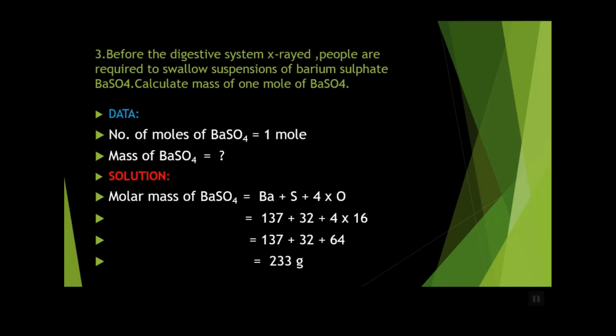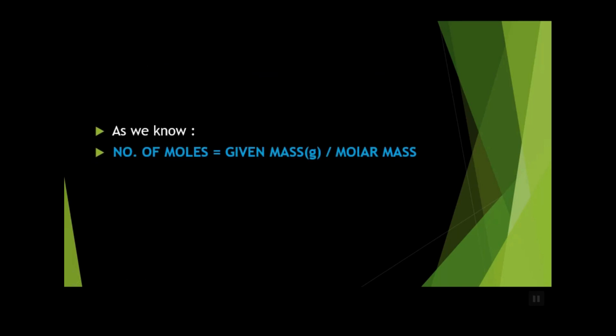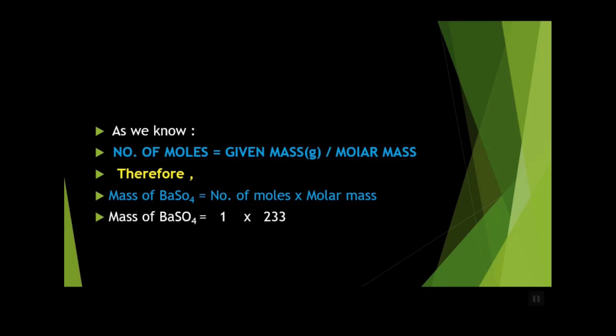But you know students, in molar mass we take the substance as 1 mole. So is it necessary to apply the formula? There is no need to apply a formula. If you apply a formula, the answer would be the same. Let's see. As we know, number of moles is equal to given mass in gram divided by molar mass. Therefore, mass of barium sulfate is equal to number of moles into molar mass. Number of moles is 1, multiplied by 233, that is the molar mass of barium sulfate. So the answer remains the same, 233 gram of barium sulfate.